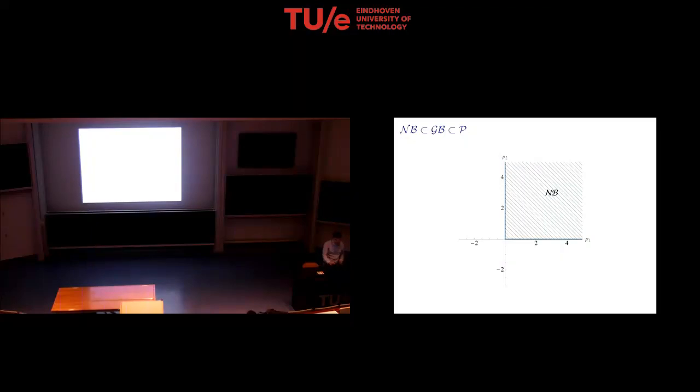Okay, so every point in this plot represents a polynomial, and we shade a point if it belongs to the set. So the condition that a polynomial is in NB is precisely that its Bernstein coefficients are bigger than or equal to 0, and so we shade the first quadrant. This shouldn't surprise anybody.